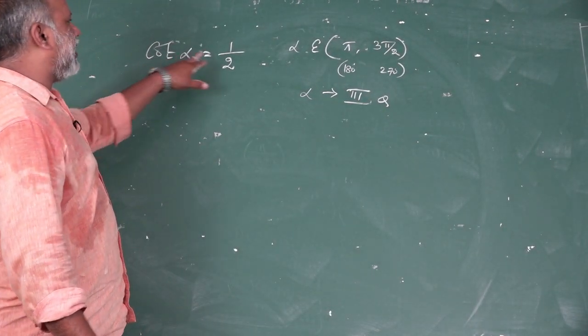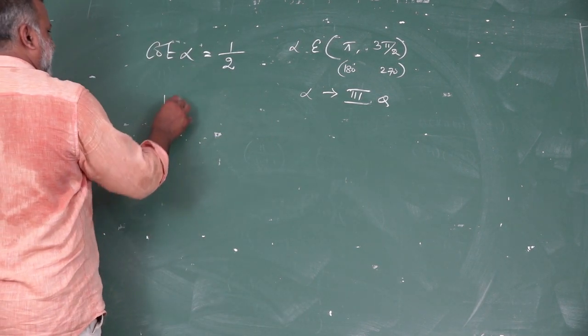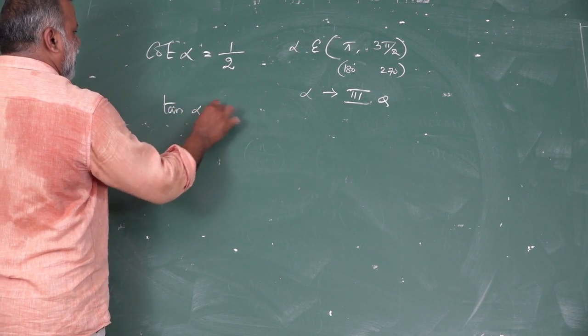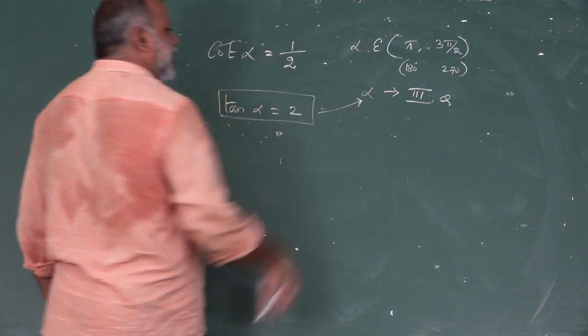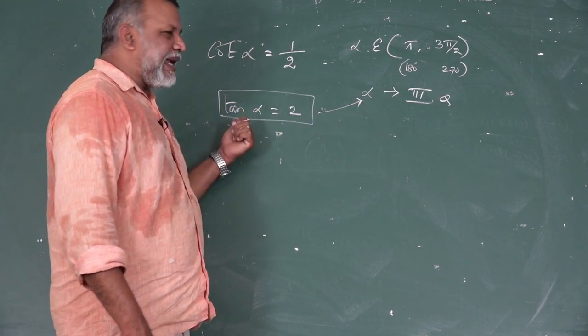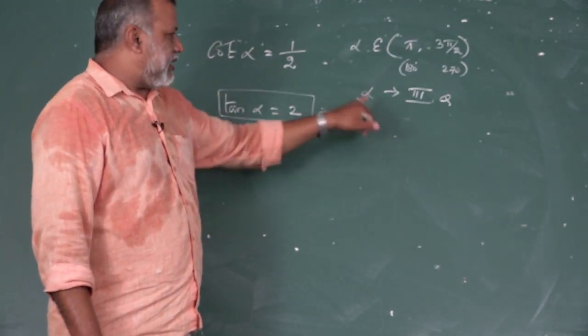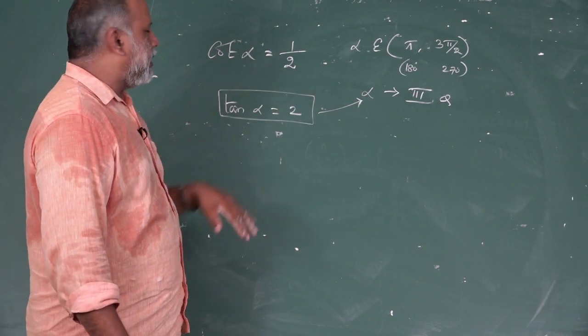See, cot alpha is given. Immediately take the reciprocal, tan alpha equal to 2. See here, alpha lies in which quadrant? Third quadrant. In third quadrant, tan gets positive. So tan alpha equal to 2.